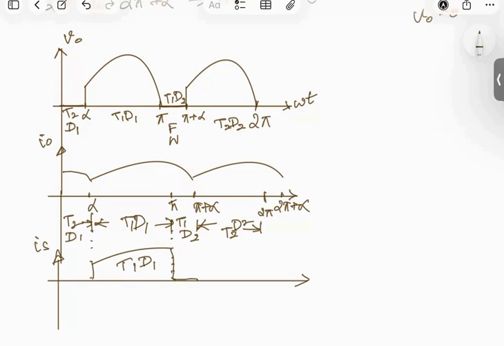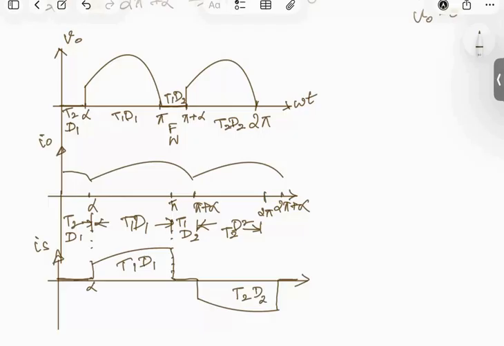Then from pi plus alpha to 2 pi, whenever the T2 and D2 combination are on, we will have the source current equal to minus I0. This current will be carried by T2 and D2. Again, from 2 pi to 2 pi plus alpha, during the freewheeling action, the input current will be 0. The same thing before alpha, the input current will be 0. So these are all the waveforms for continuous conduction mode.